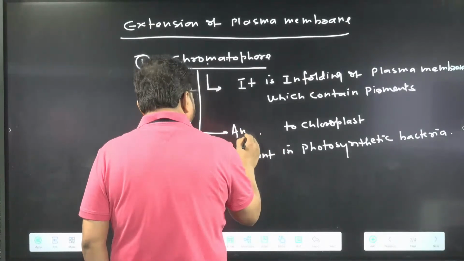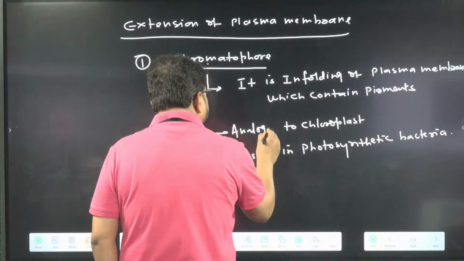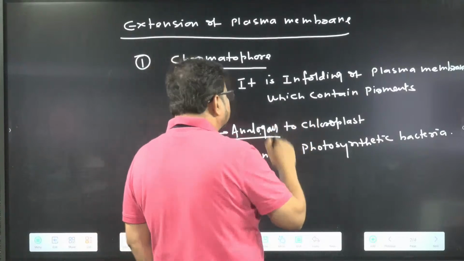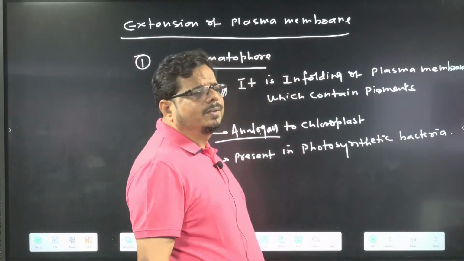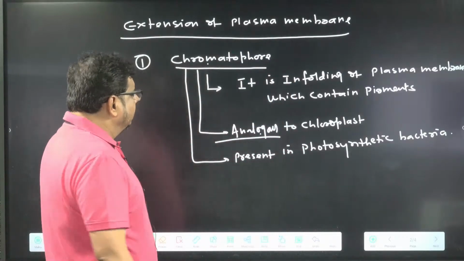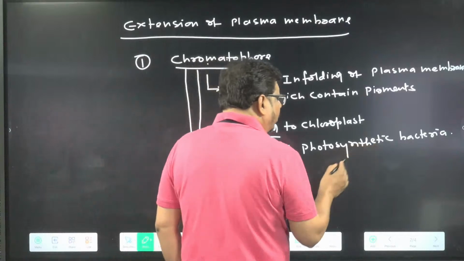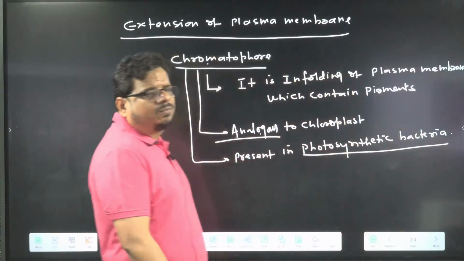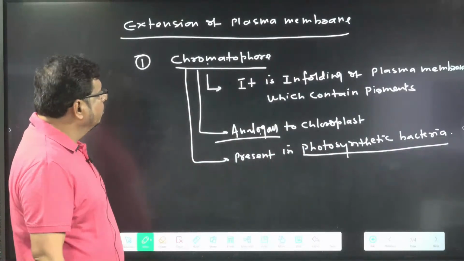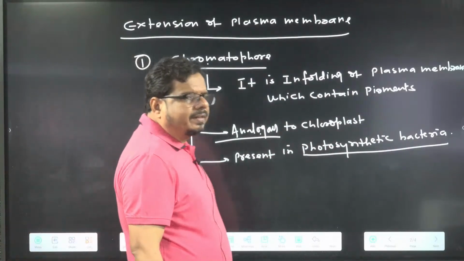Analogous to which one? Chloroplast. Analogous means functionally similar to which one? Chloroplast. So it is present in which bacteria? Not in all bacteria, it is present only in photosynthetic bacteria. So you got the idea about the chromatophore, right?